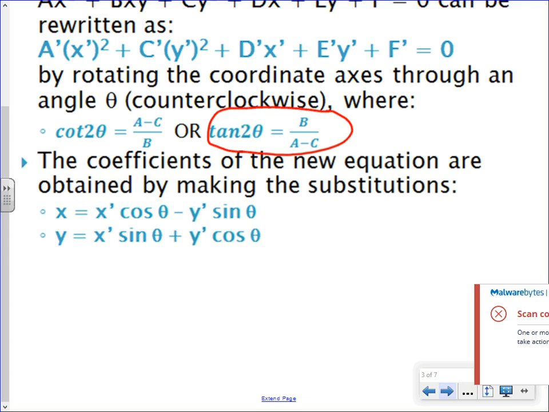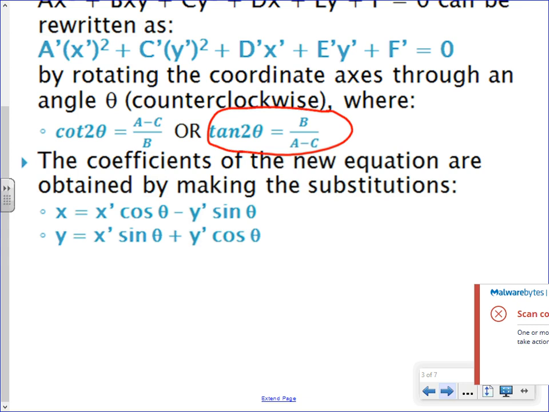Here's something that I like to think of. X is our horizontal. We associate it with cosine, so cosine comes first, and then sine. Y is our vertical. We think of sine associated with y, so sine comes first there. Subtraction in the first. That's how you can remember it. There is a lot of math behind this, not something we're going to get into, the whys and hows, but for right now, you just need to remember that that's the substitution to make.